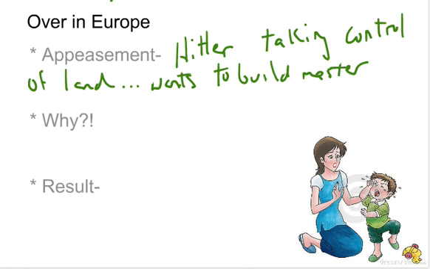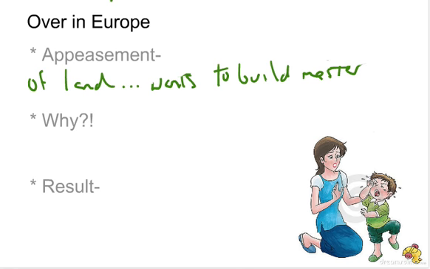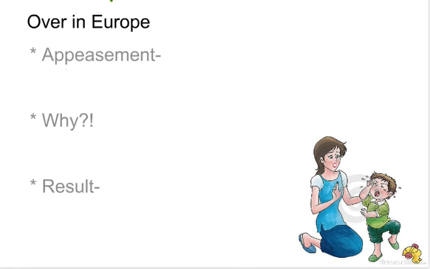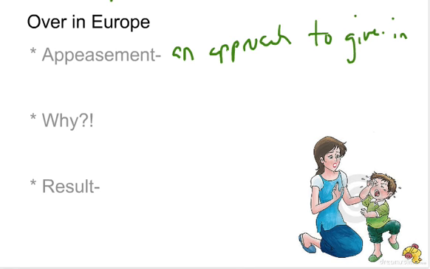And in an effort, then, to make sure that that does not happen, in an effort to avoid going to war, European leaders, in particular British leader Neville Chamberlain, develop a system called appeasement. Okay, and appeasement is just an approach to give in a little bit in order to avoid further conflict.